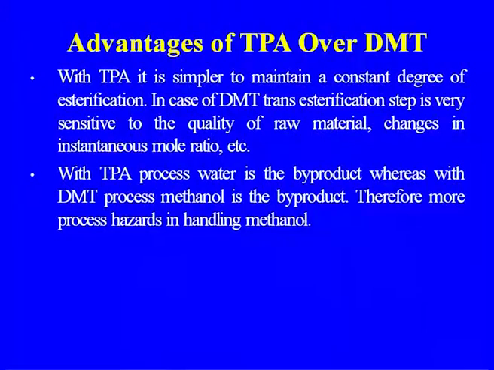So, this was actually about the purity of the product. That was also one of the reasons for shifting from DMT to TPA, because the polyester obtained from the purified acid is of better quality than that obtained from DMT. In the TPA process water is the byproduct, whereas in the DMT process methanol is the byproduct. Therefore, more processing is involved in handling the methanol in the DMT process.